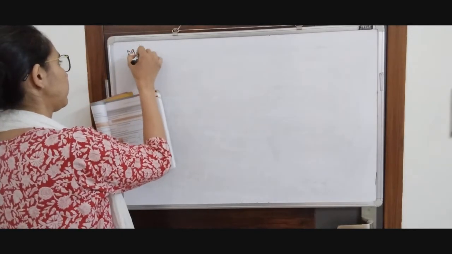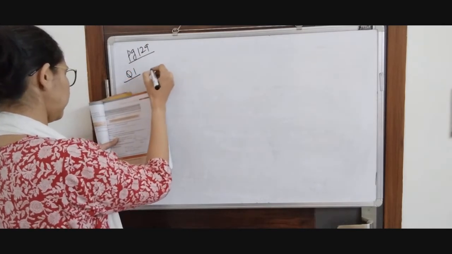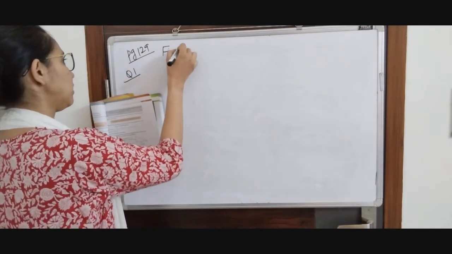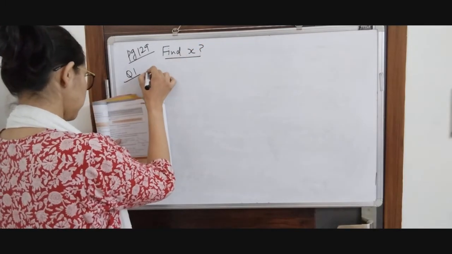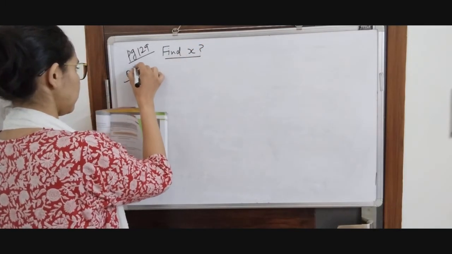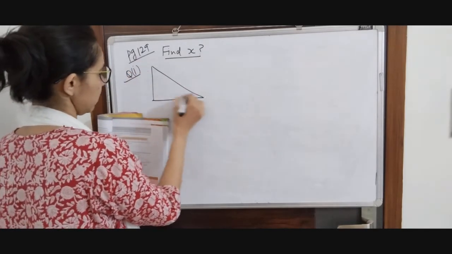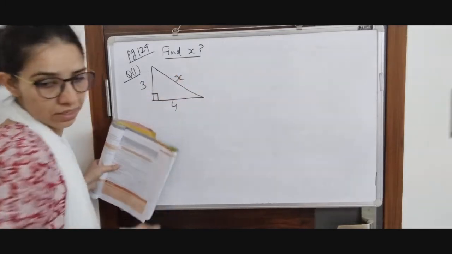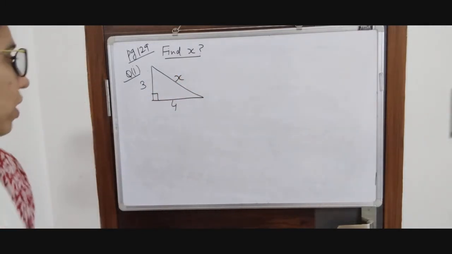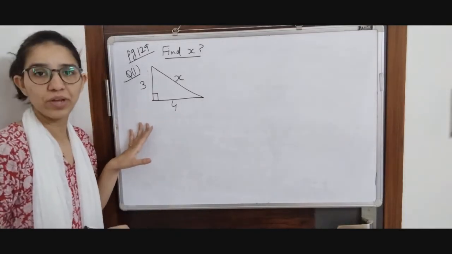Page number 129, in which question number 1 is you have to find the x. You have to find the unknown x. First one is the triangle like this, 3, 4, right angle, x. Now you have to check which side is going to be the hypotenuse and which two sides are going to be the legs.